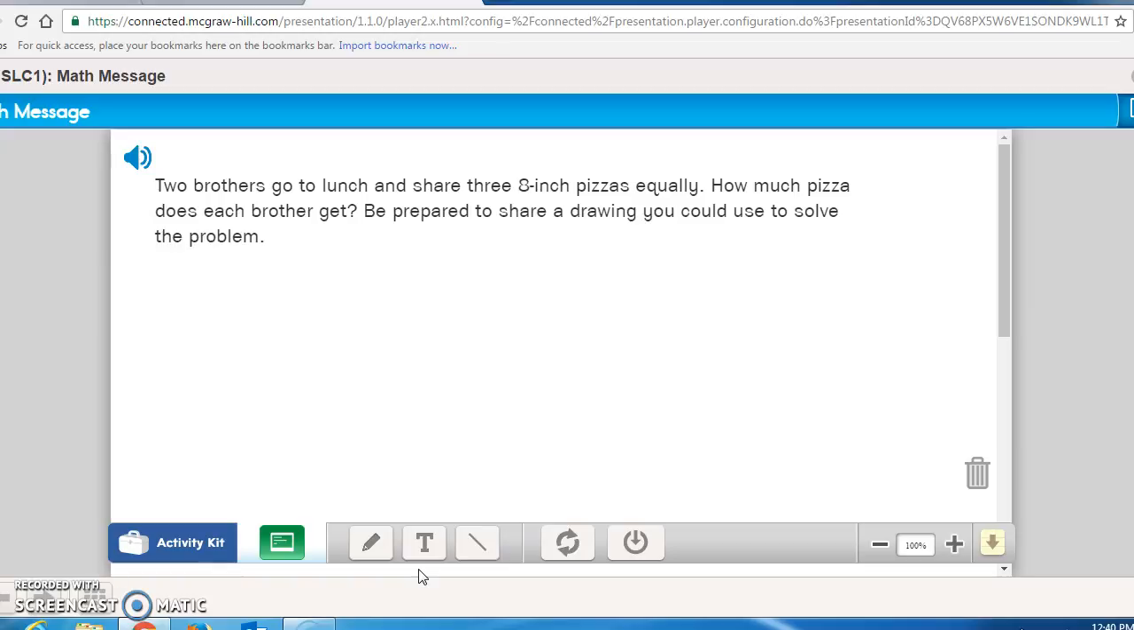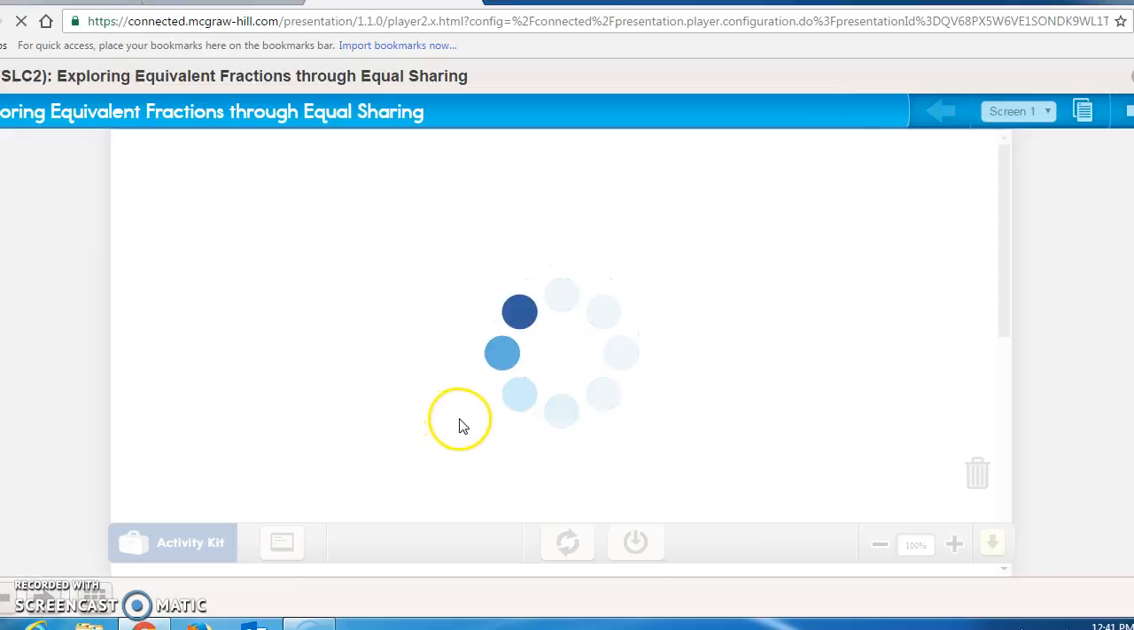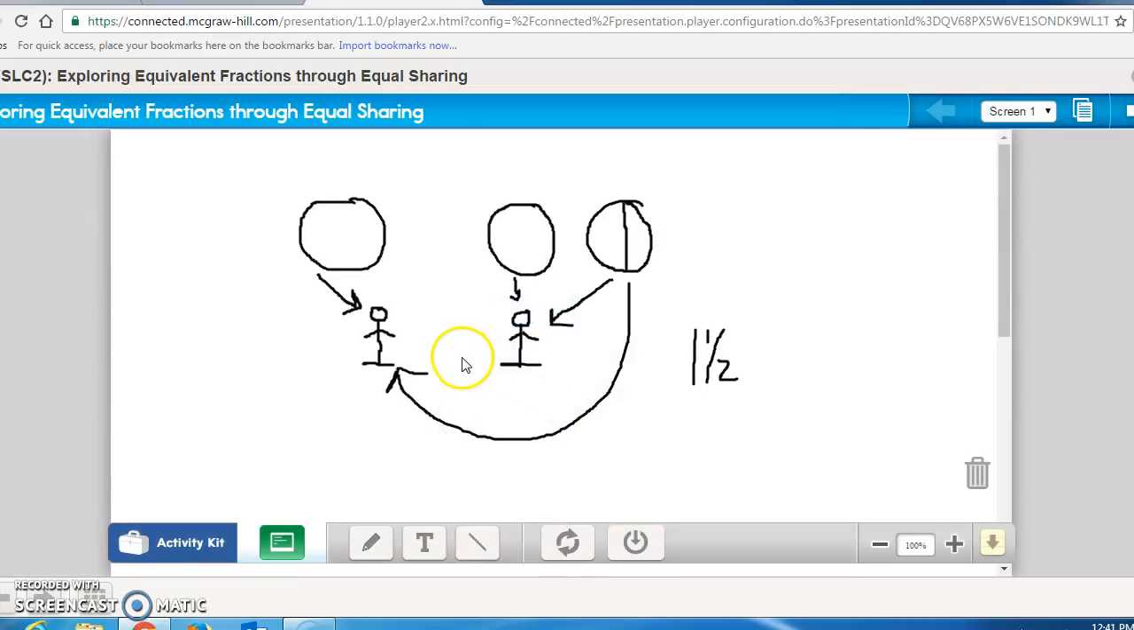Two brothers go to lunch and share 3 8-inch pizzas equally. How much pizza does each brother get? Be prepared to share a drawing you could use to solve the problem. So I want you to think about how you would draw this. And I started a drawing for you. Don't laugh at my picture. Here I drew the two brothers. And then I drew 3 pizzas.